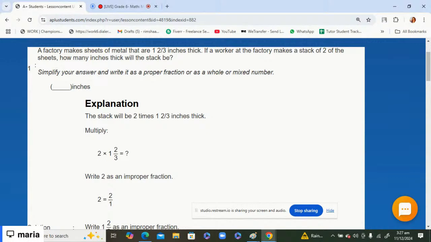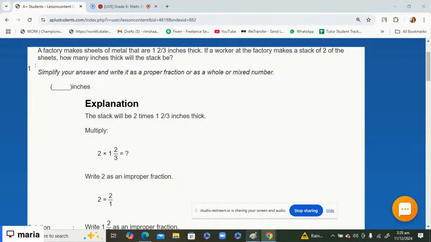A factory makes sheets of metal that are 1 into 2 by 3 inches thick. If a worker at the factory makes a stack of 2 of the sheets, how many inches thick will the stack be? So simplify your answer as a proper fraction or as a mixed number. Anything that you are easy with. 1 into 2 by 3 and then it's 2.